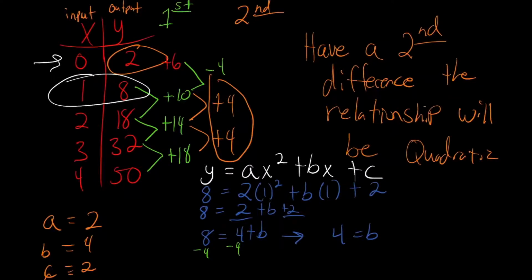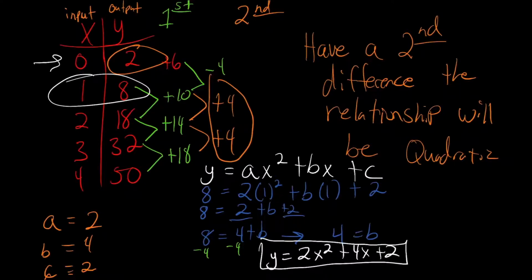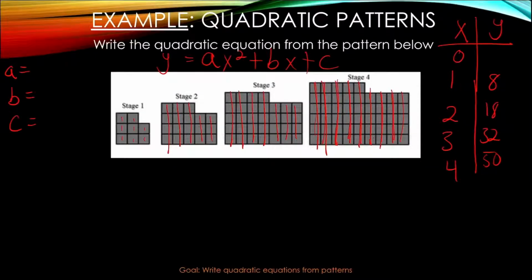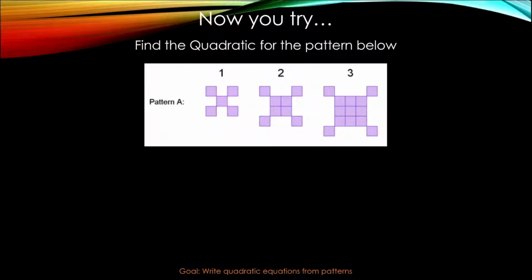I now know what the equation is. I can now write this as y equals 2x squared plus 4x plus 2. We just found the standard form of that quadratic. So we said it was 2, 4, and 2. Okay, I want you guys to try now. Find your A, your B, and your C, and use a table to be able to determine something.